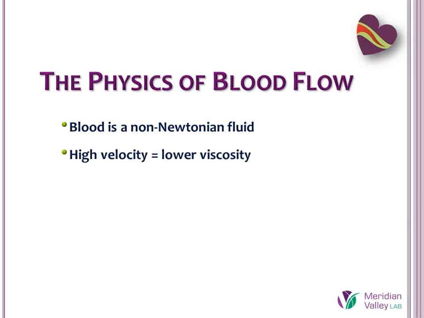Blood at high velocity, such as at systole, has a lower viscosity, and we'll see the reasons for that in a moment. Blood at lower velocity, such as at diastole, has a higher viscosity. In fact, blood at diastole can be anywhere from 5 to 15 times more viscous than blood at systole.